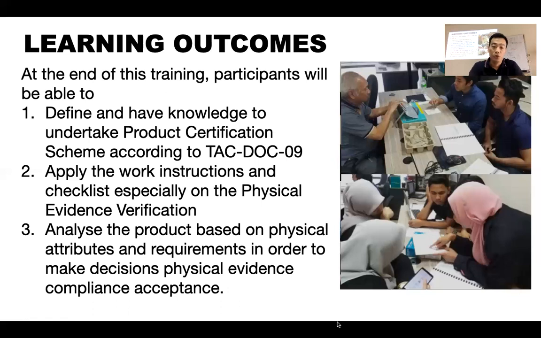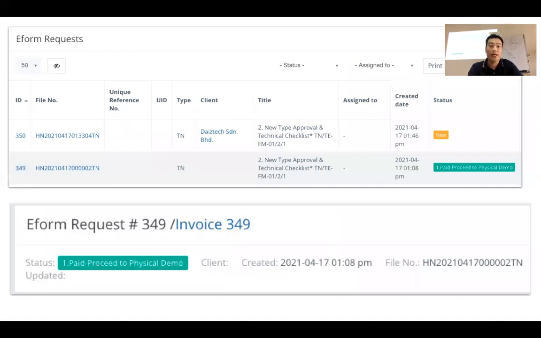All right. So with that, let me move to our site for the demo. If you see under number 2 type approval, we'll be looking at those with paid and proceed to physical demo. When you click this, it comes up to the form itself, paid, and what is the file number. This file number is important when you do the report. You have to make sure the report consists of this file number, right?